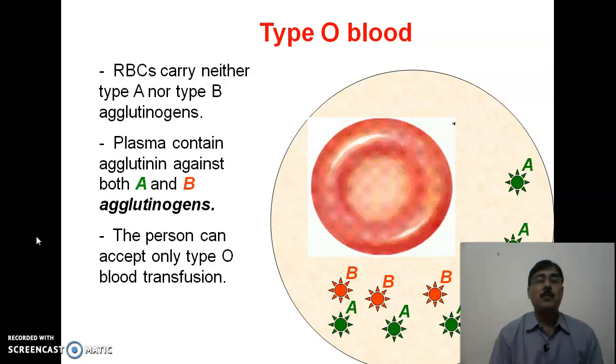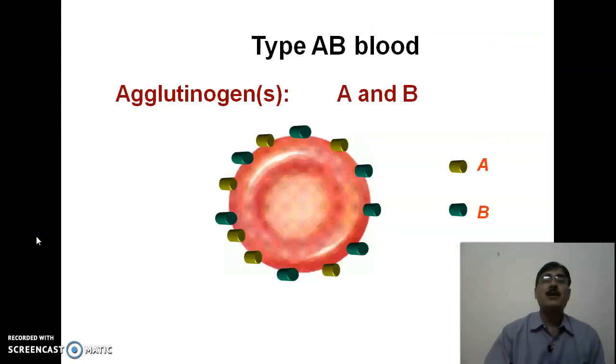Therefore, the person with blood group O can receive blood only from a person who has blood group O. So donor and receiver both must have blood group O type. And the last one is type AB.